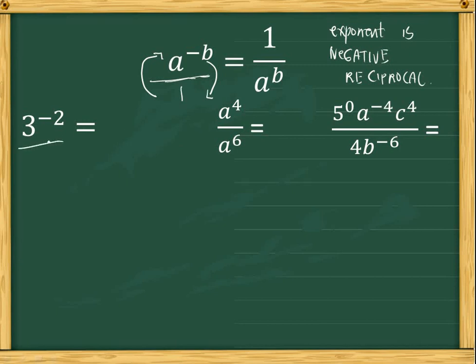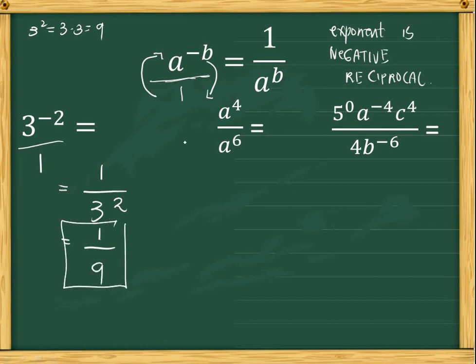Again, let's have example 1. So, we have here 3 raised to negative 2. So, since negative ang exponent, we need to make it a positive. We just get its reciprocal. So, kung si 3 raised to negative 2 ay nasa baba, ay nasa taas, siya ngayon ay ibababa natin para siya ay maging positive. So, we have here 3 raised to 2. Ano ang nasa taas? 1. Simplifying it further, 1 over 3 squared. 3 squared is 3 times 3, which is equals to 9. Therefore, 3 raised to negative 2 is equals to 1 over 9.